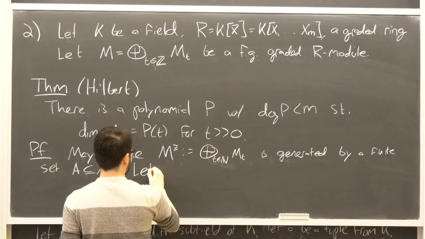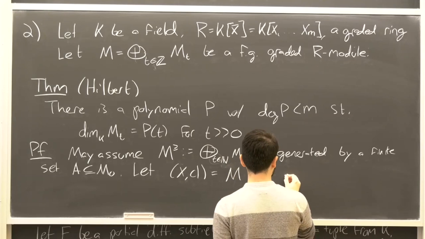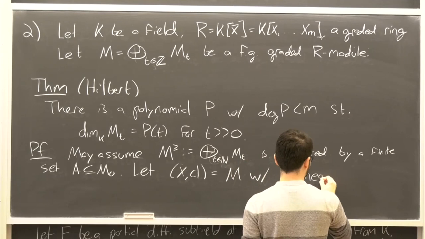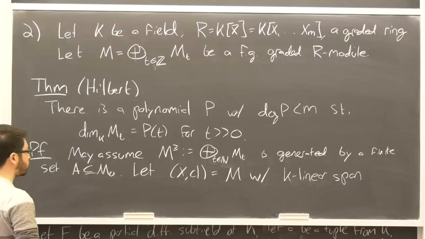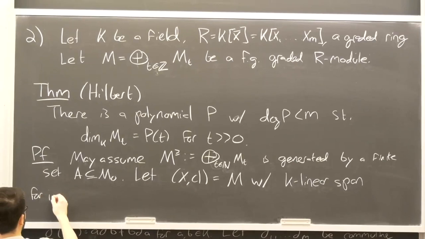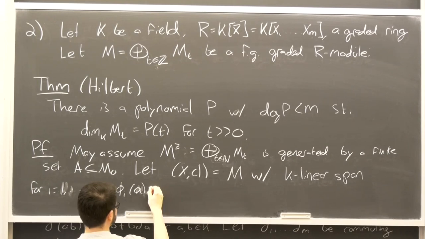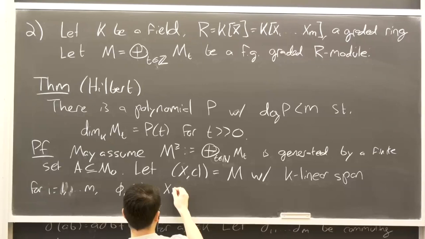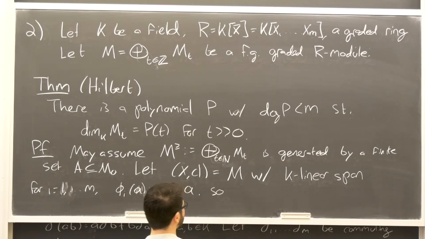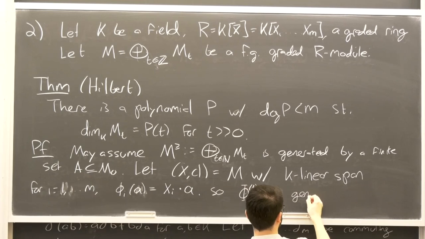I'll let X be M, and my closure operator will be K linear span. So a is in the closure of a set B if a is in the K linear span of B. And then for i equals 1 through m, phi i of a is just the scalar multiple xi times a. So Vt of A, our set of generators, generates Mt.